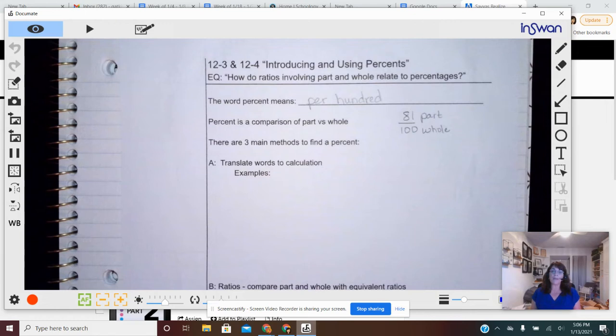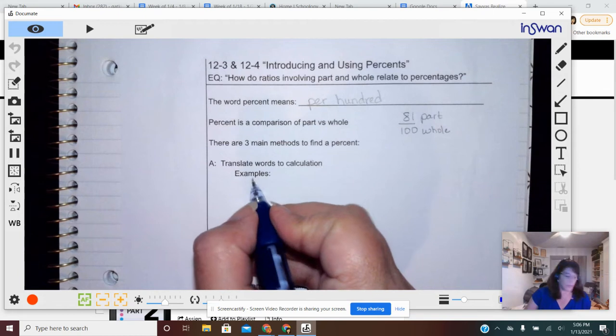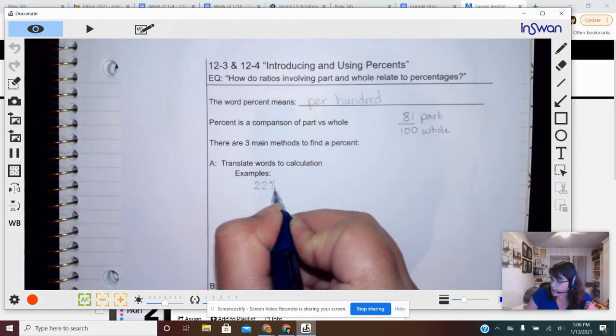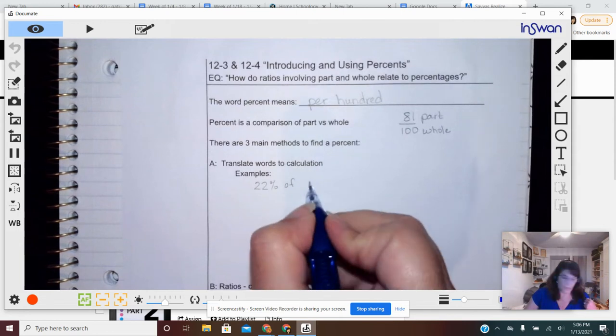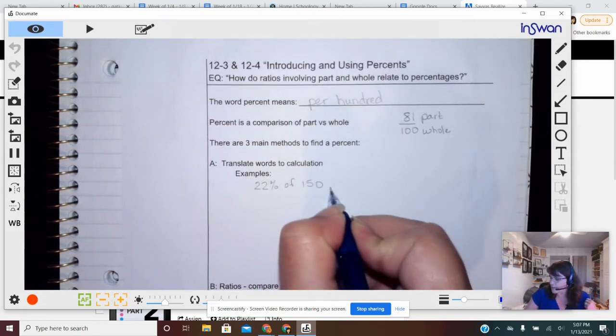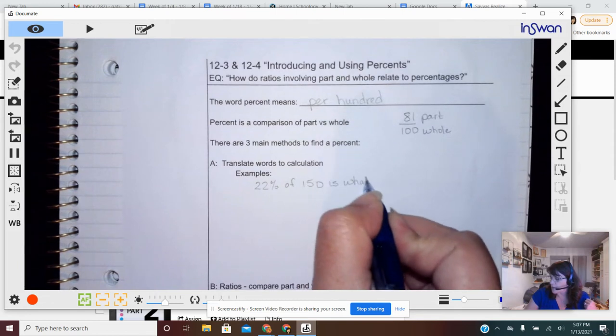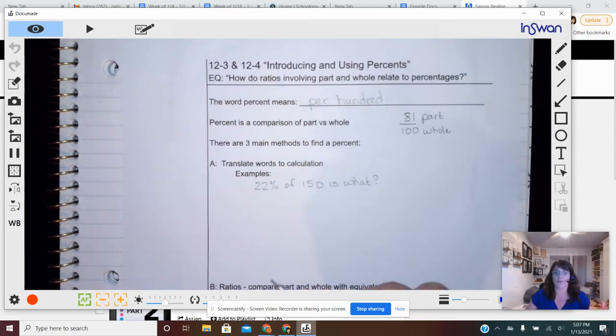There are three main methods to find a percent. This first one, I would say, is probably the one I use the most often, depending on the problem. I like to call it translate. We're going to take words or even symbols and translate them into a calculation. So for example, 22% of 150 is what? Very simple. If it was a story problem, it would be more complicated.